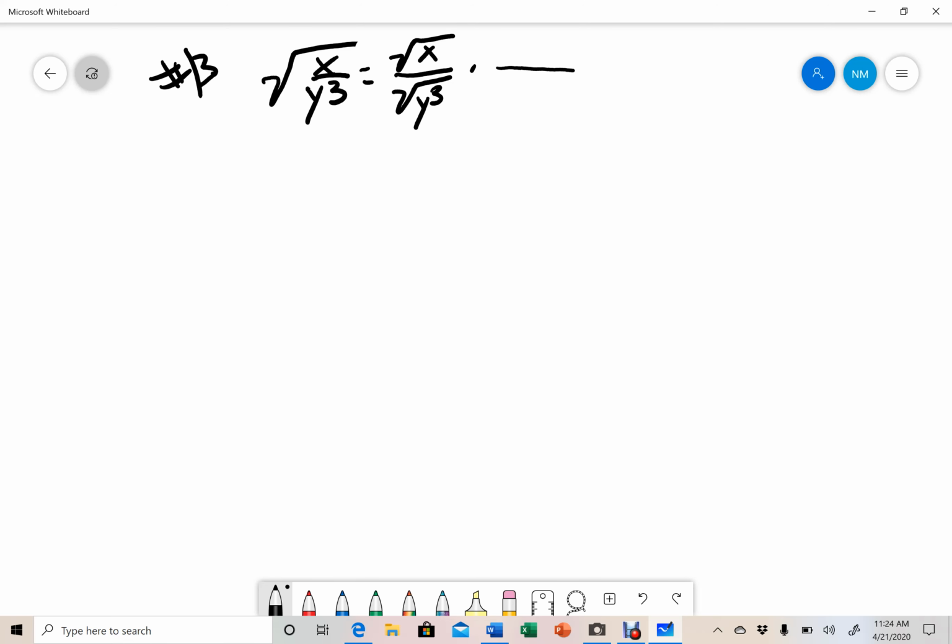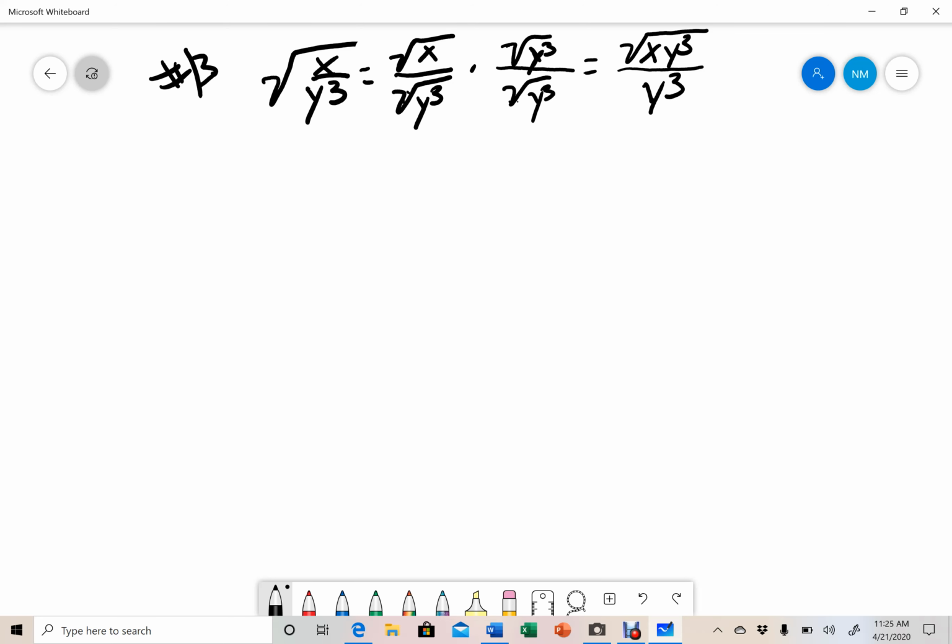this by, let's see, y cubed and y cubed. By doing that, this is going to remove this radical sign. So I'm going to get... and I just saw something that I may have to go back and undo. And y cubed.